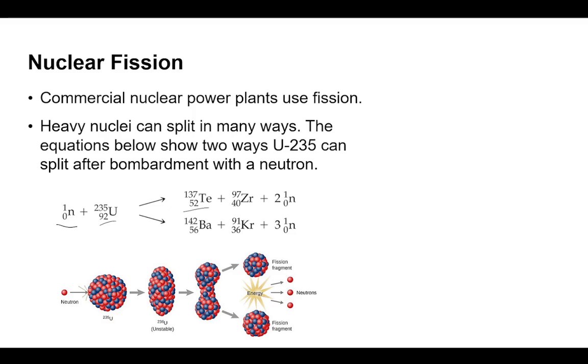You wind up getting various types of nuclei out. Those are fission fragments, and this is nuclear fission when a nuclei is splitting into multiple atoms. And you also get out some other neutrons. All right, so this is uranium-235 undergoing fission.